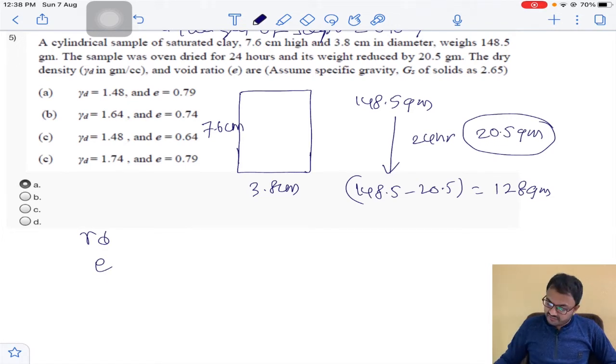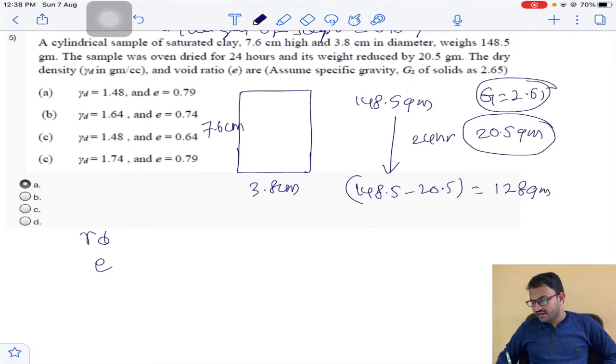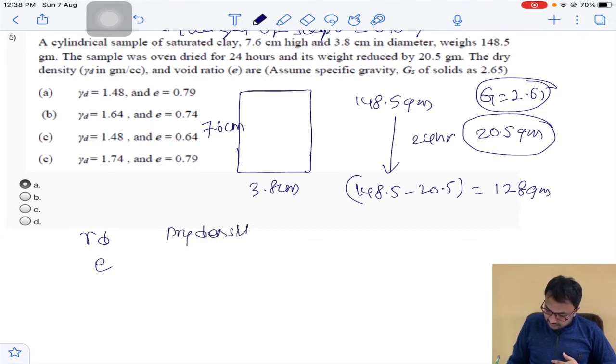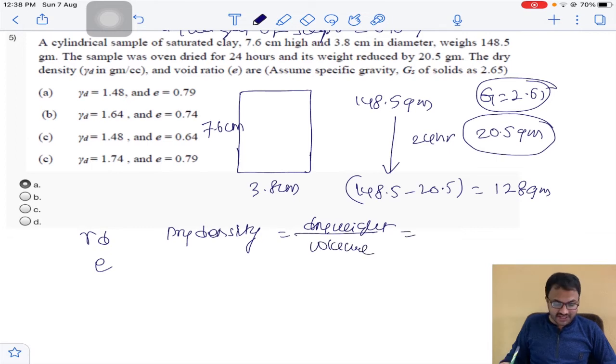He has given some more information. G is equal to 2.65. Okay. From the sample, if weight has been reduced, what content has gone out? That is, water content has moved away by increasing the temperature. So dry density is equal to dry weight divided by volume. What is the dry weight?